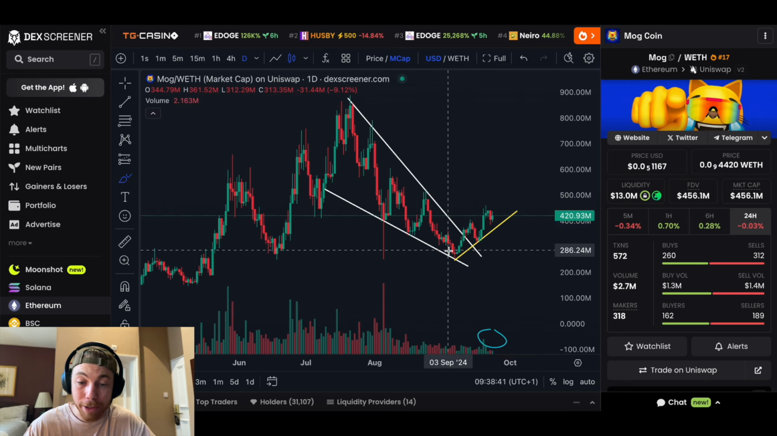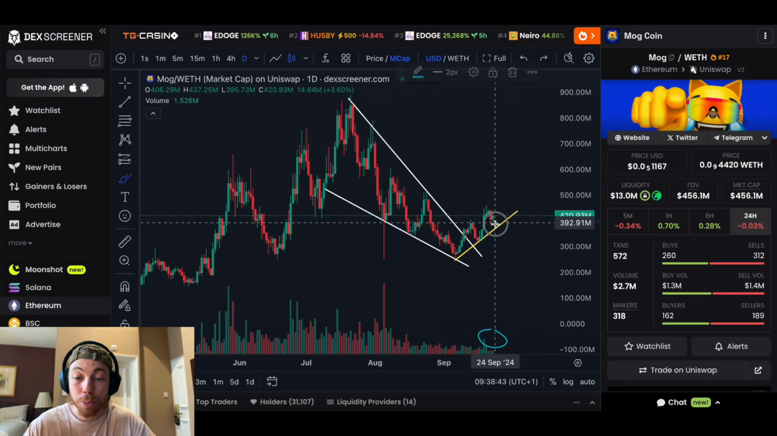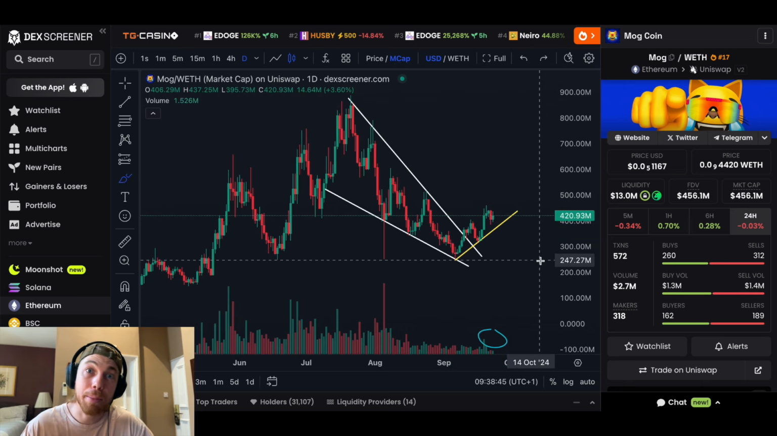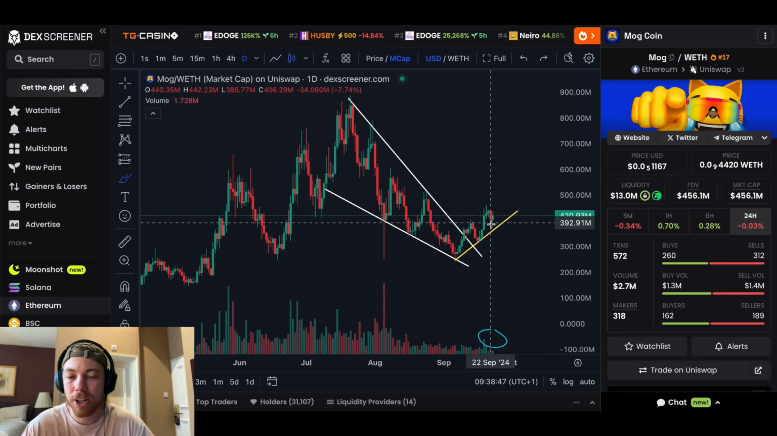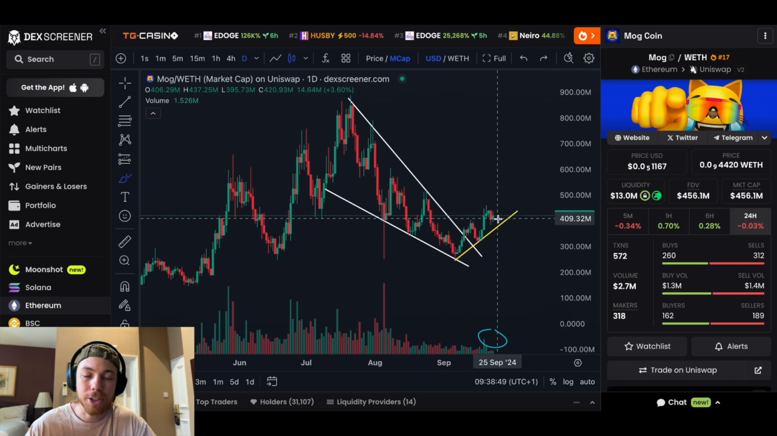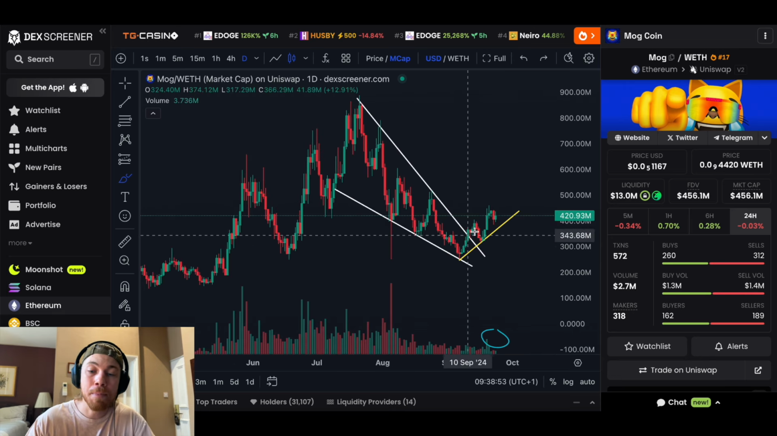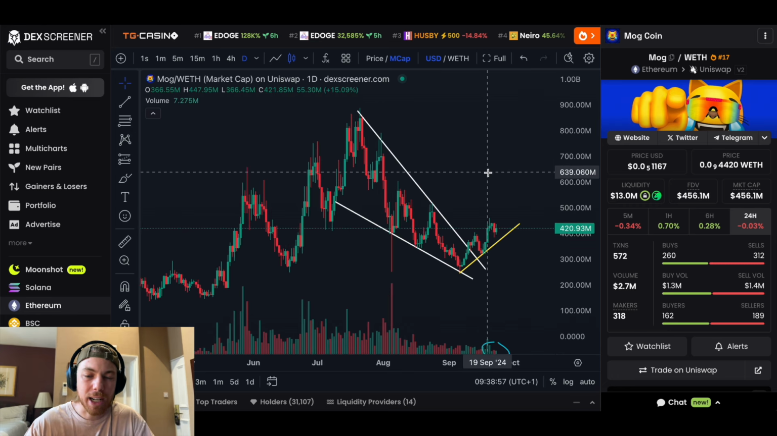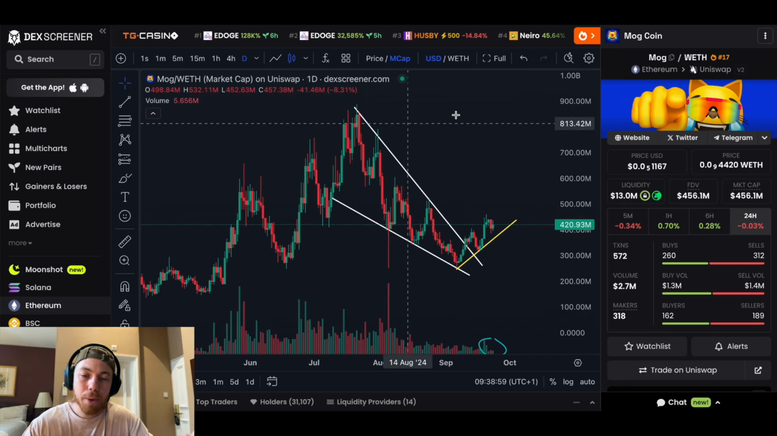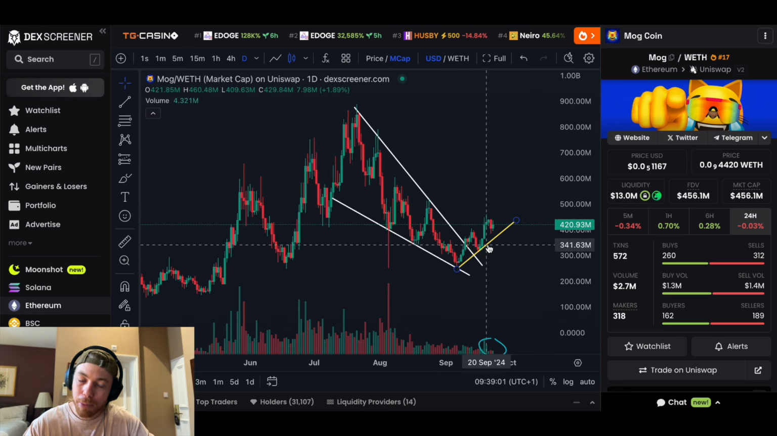If I'm in a trade from down here and we do break this trend, I'll probably cut a bit of my position just because we have changed trend. However, I am holding this longer term because I believe in the project. I believe in the community of MOG. I believe in the meme. And I do think that this one can rally to multiple billions in the coming 6 months or so. So that's how I use support and resistance really simply.